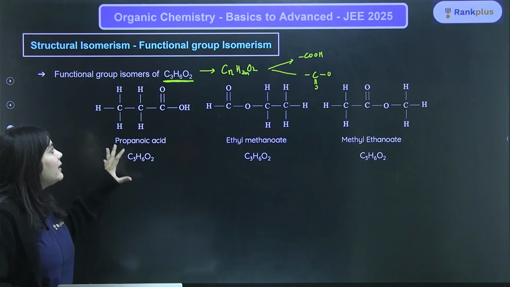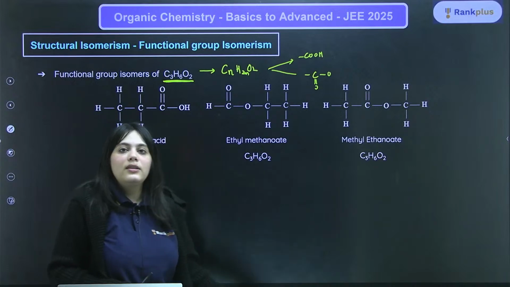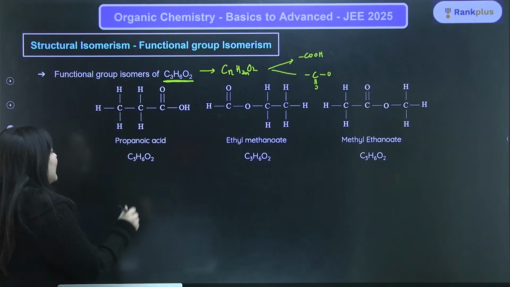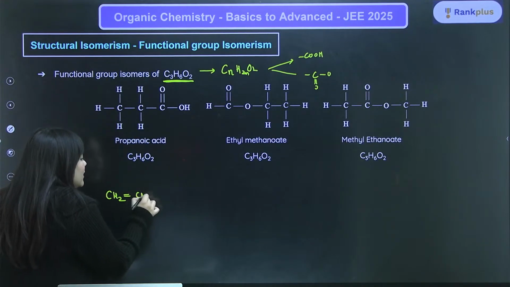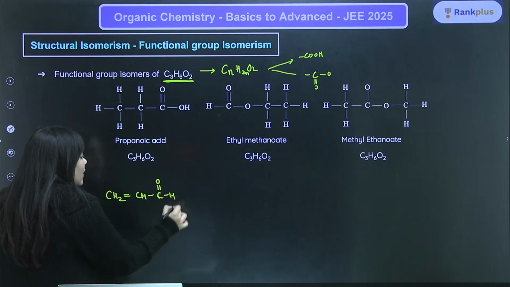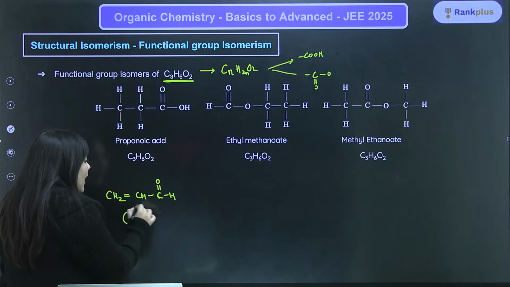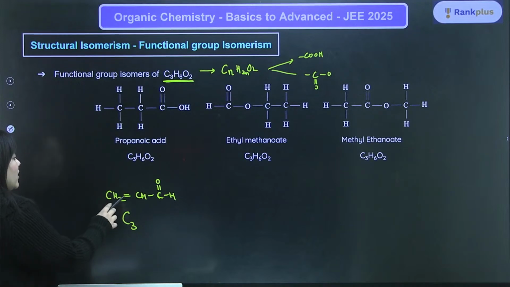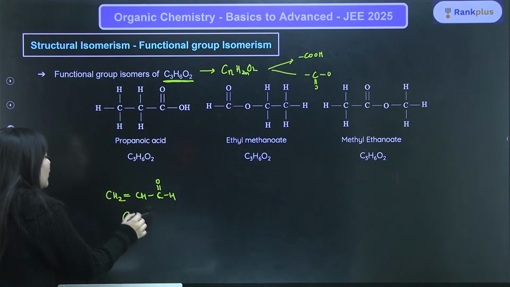I've already written the functional group isomers of esters and acids on this page. But what if I form something like this? CH2=CH, and I will write here C=OH. Now count the number of carbons here. This has 3 carbons, but it doesn't have enough hydrogens. It just has 2, 3, 4 hydrogens. So this won't work, I guess.